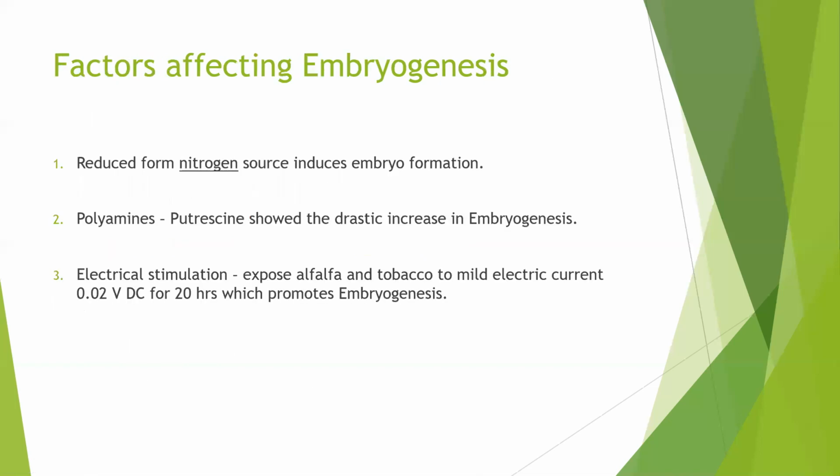Now, what are the different factors which are going to affect our somatic embryogenesis? It is recommended that we have to use reduced form of nitrogen to induce the embryo formation. So whenever we have to take the nitrogen source, we have to take nitrogen source in the reduced form, that is in the form of nitrate. Then another important parameter is that we have to add polyamines. We have to add polyamines for the development of somatic embryos.